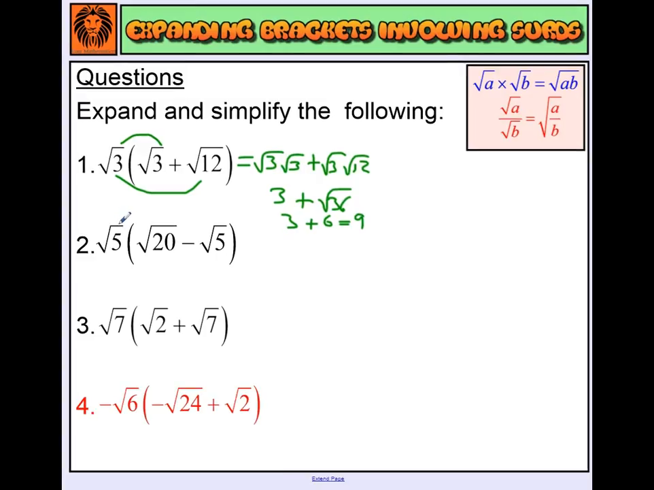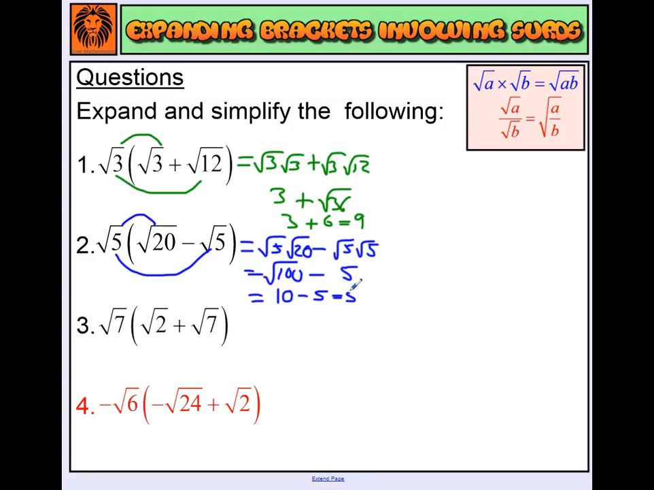So again, we use the same method. So with question 2, we have root 5 times root 20. So it gives us root 5 root 20. Now, be careful, this is subtract. So the subtraction symbol here. So it's root 5 times root 5. Now this gives us root 100, take away 5. Now we know root 100 is 10, so 10 subtract 5 equals 5.